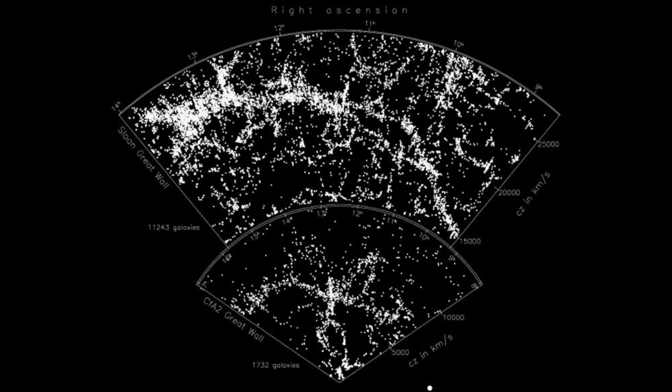And here's another view of the Sloan Great Wall. And there's another wall group that was seen by CFA, the Center for Astrophysics survey. And all of them were looking in velocity space. Notice in these pizza diagrams, we always look out towards the edge. These are given in terms of right ascension, which is left and right in the sky across a pizza wedge, and we're at the vertex looking outwards.